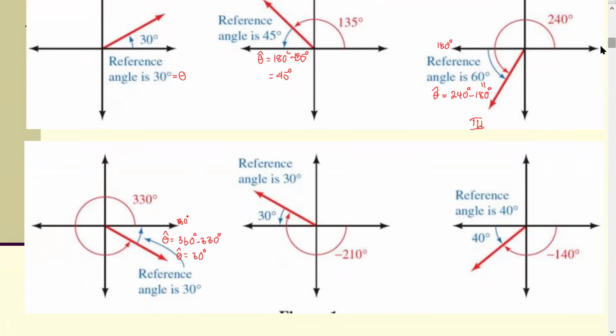For a negative angle, we calculate the same way. We find the difference between the terminal side and the closest x-axis. In this case, theta is negative 210 degrees, which is 30 degrees beyond the closest x-axis, which is 180 degrees.